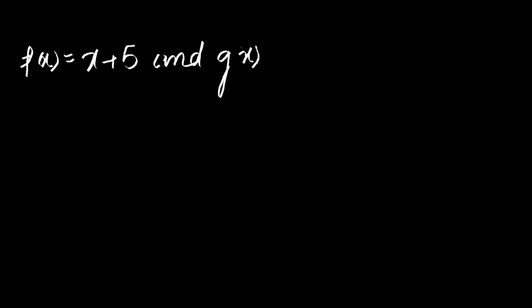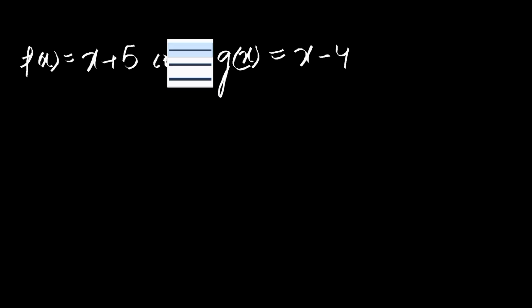So this is the function f of x equals x plus 5, and g of x equals x minus 4. So I have these two functions. The first one is x plus 5 and the second one is x minus 4, and I have to find the inverse of the composition of these two functions. I have to find the inverse of the composite function.